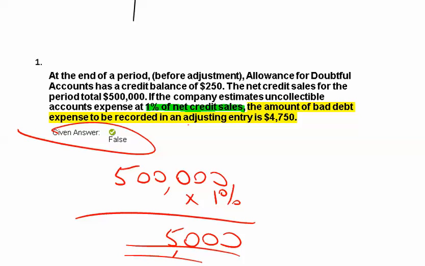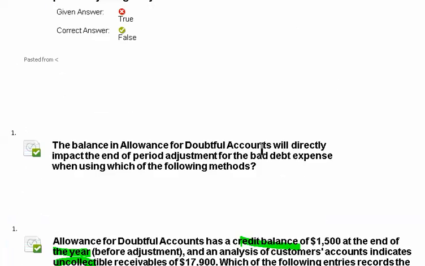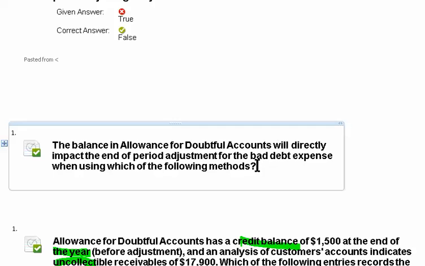Because for the percentage of sales method, we ignore what the balance in the allowance for doubtful account was, which reaffirms the question that we had here. The balance and allowance of doubtful accounts will directly impact the end of the period adjustment for the bad debt expense when using the following method, and that is the allowance method. So this is using the allowance method.